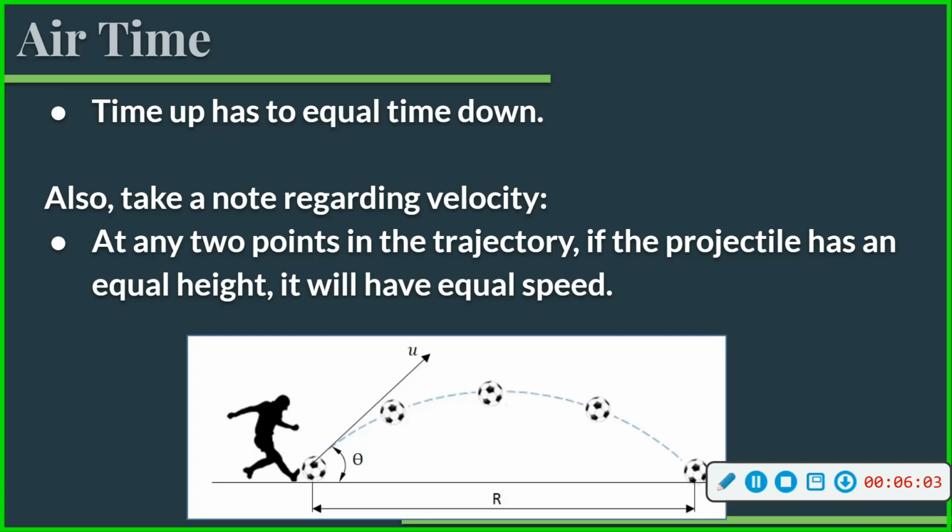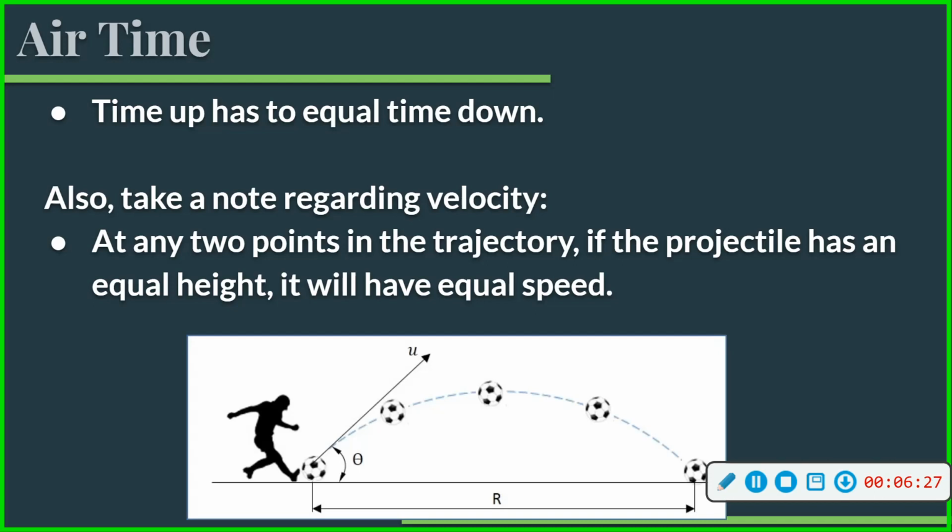Other things to know about. The amount of time it takes to get up is the same amount of time as it takes to get back down, as long as we're going to the same height. Okay? You got to watch that. So in this case, since we're kicking it from the ground, it's landing on the ground, that's not going to be a problem. Okay? And the note here says that any 2 points in the trajectory, if the projectile has an equal height, it will have equal speed.